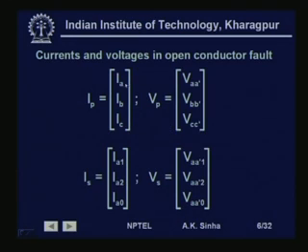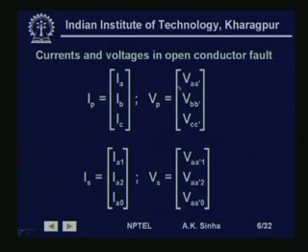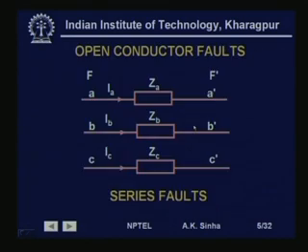Now, what happens in case of these series faults or open conductor faults? Let us see how we define the currents and voltages in case of open circuit faults or open conductor faults. The currents are in phase variables IA, IB and IC, and the voltage across the faulted portion, that is between F and F dash of this system, we see the voltages as VAA dash, VBB dash and VCC dash, that is voltage between A and A dash, B and B dash, and C and C dash, and so on.